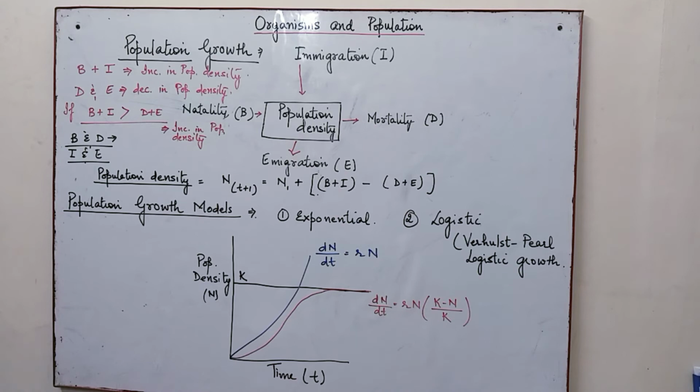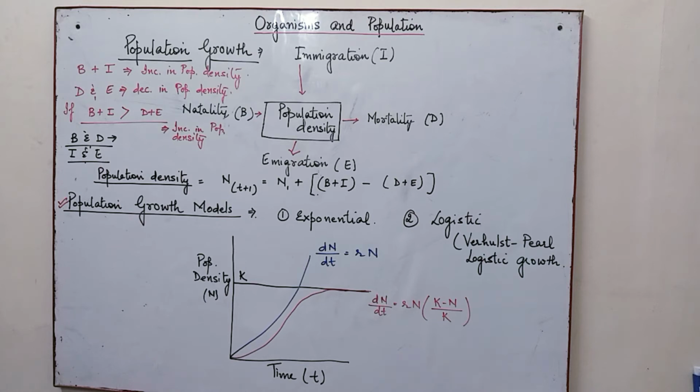Now, when we talk of the population density and the population growth, it is important for us to understand or to predict the growth of population of an organism, and this can be done with the help of population growth models. Population growth models actually help us to understand the growth of a population, how it is taking place within a given habitat. Now, it depends on a number of factors.